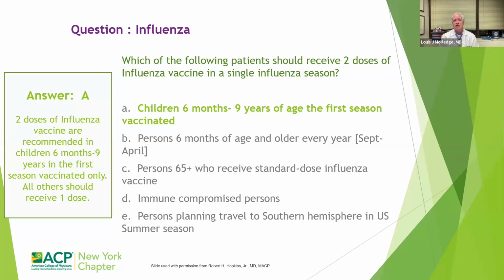And this is a new recommendation. 2 doses of the influenza vaccine are recommended in children 6 months to 9 years in the first season vaccinated only. All others should receive 1 dose. And this is pertinent because you may have patients who come in, particularly parents, who are going to ask questions about this to their adult physician, and that may be something that comes up. So once again, 2 doses are recommended in children 6 months to 9 years in the first season they're vaccinated only.